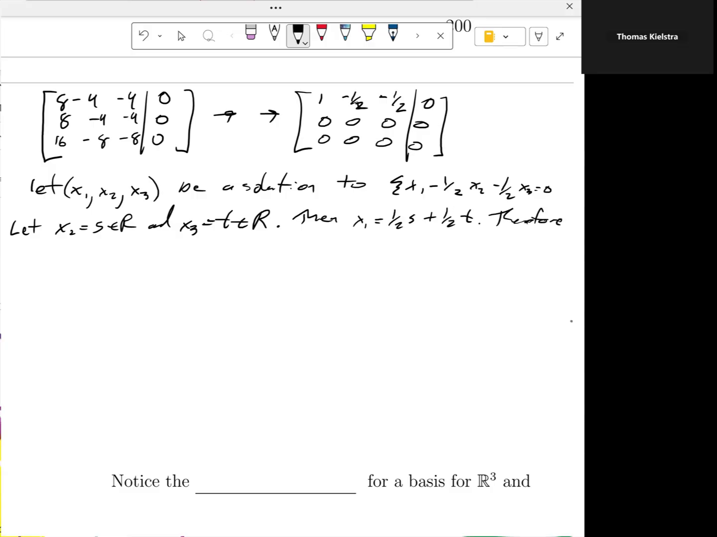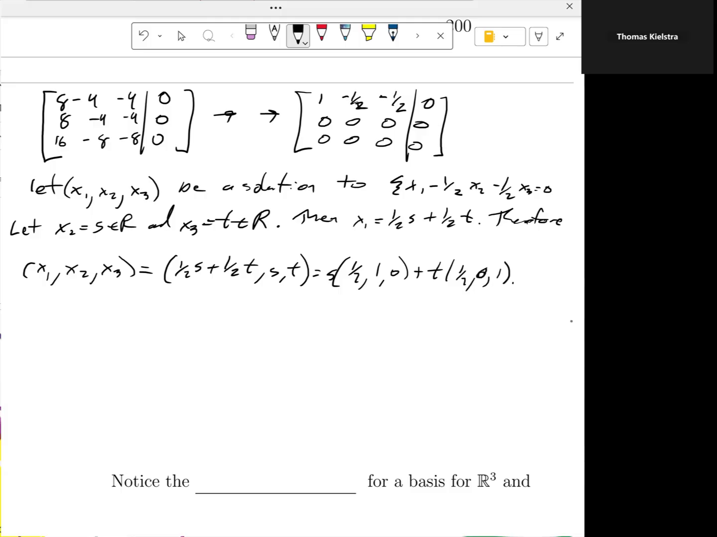Therefore, (x1, x2, x3) equals (1/2 s + 1/2 t, s, t), which equals s times (1/2, 1, 0) plus t times (1/2, 0, 1). Thus, the set {(1/2, 1, 0), (1/2, 0, 1)} is a basis for the solution space.